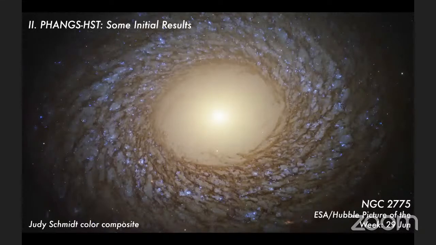Here we have another stunning color composite, again from Judy Schmidt, this time of the flocculent spiral galaxy NGC 2775. And this was released as the ESA Hubble Picture of the Week at the end of June.